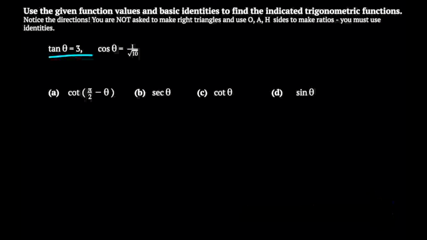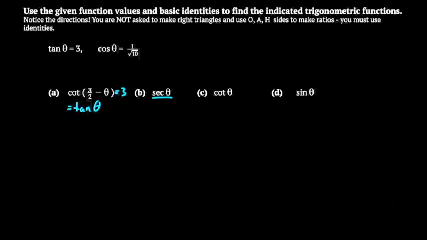So they tell me that tangent of theta equals 3 and cosine of theta is 1 over the square root of 10. When I'm asked about cotangent of pi over 2 minus theta, if you look back at that identity, this was just the same thing as tangent of theta. And they told us the value of tangent of theta, that's just 3. So this just equals 3.